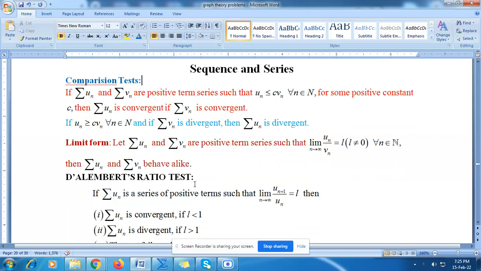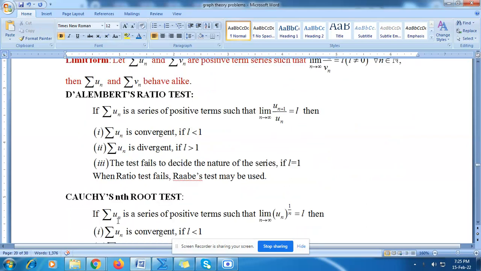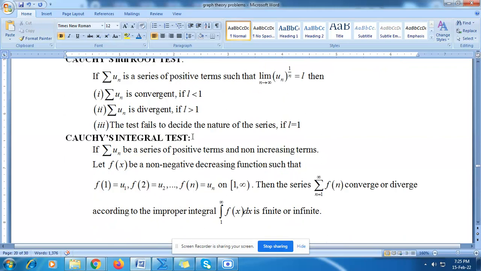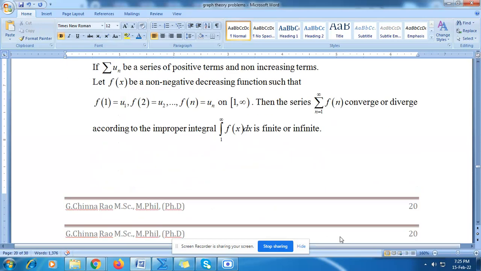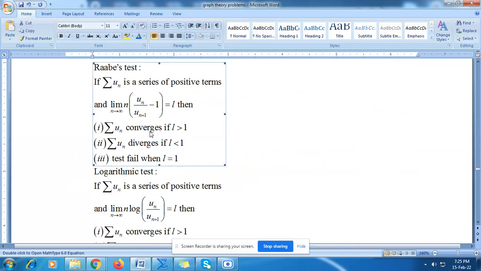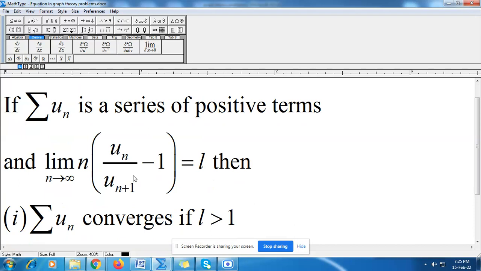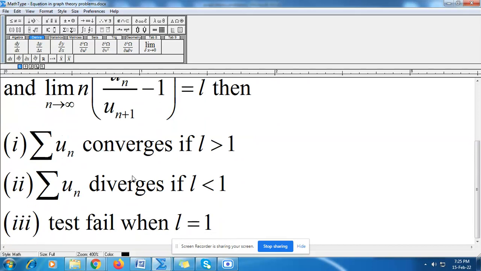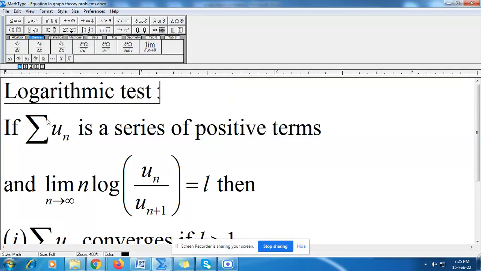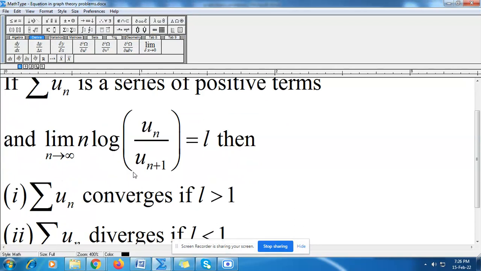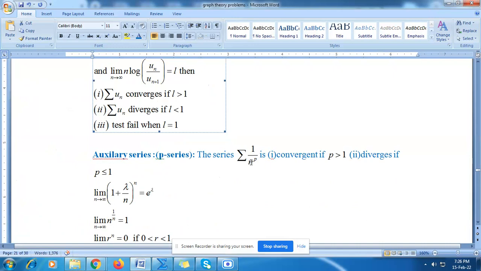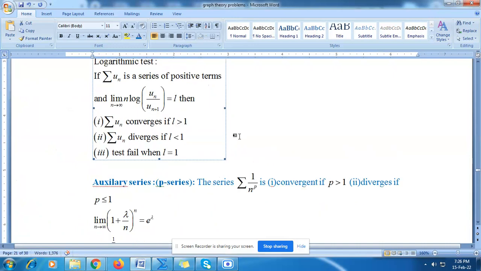and D'Alembert's ratio test, Cauchy's nth root test, Cauchy's integral test, and the next one is Raabe's test. The next one is the logarithmic test. And also learn the Leibniz test.